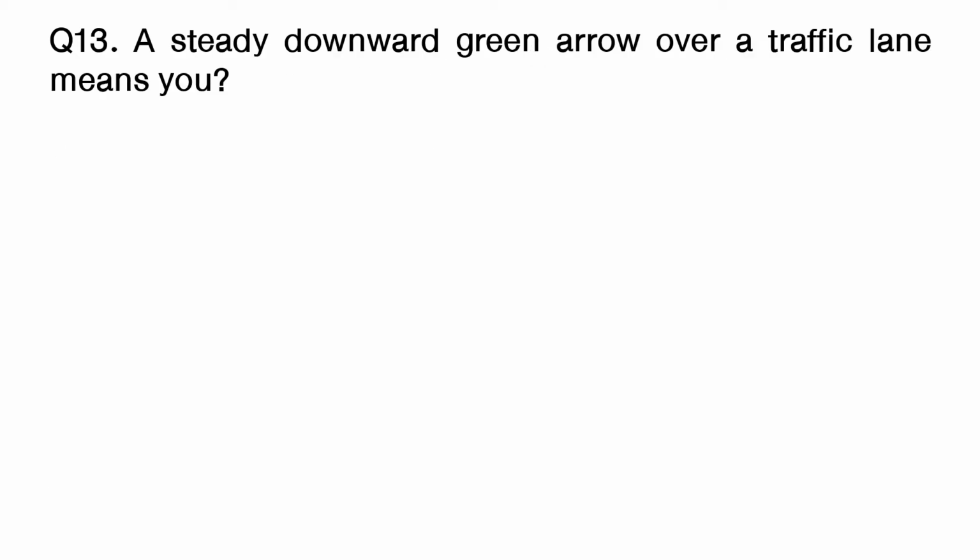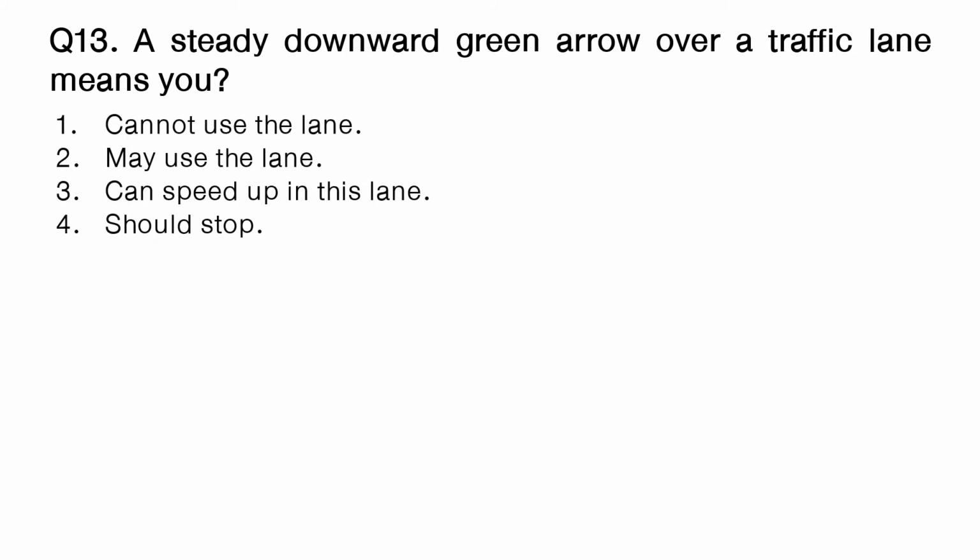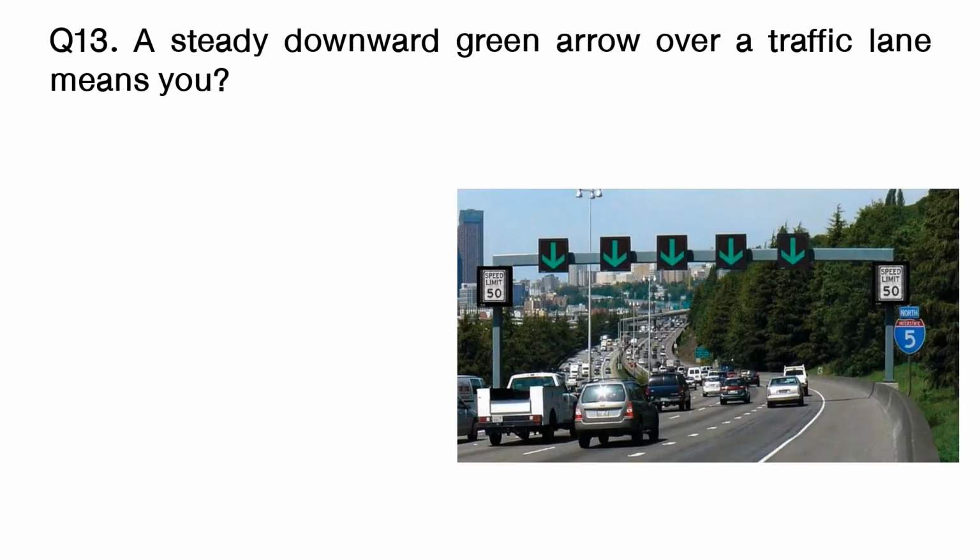Question: a steady downward green arrow over a traffic lane means you: option number 1. Cannot use the lane. Option number 2. May use the lane. Option number 3. Can speed up in this lane. Option number 4. Should stop. The answer is option number 2.